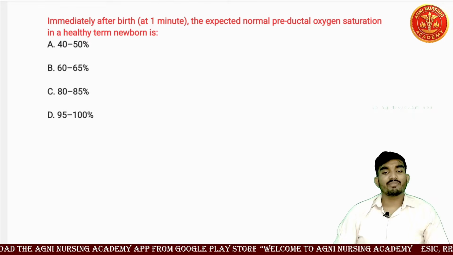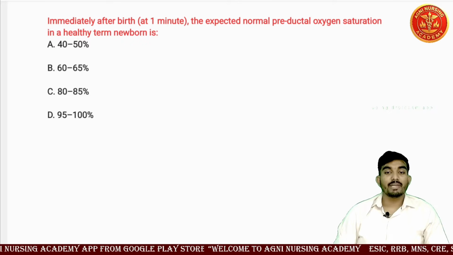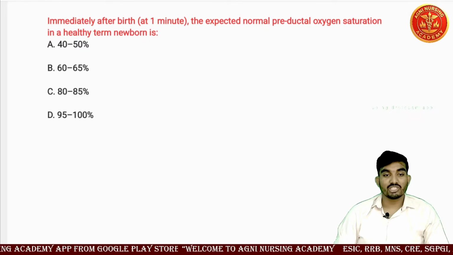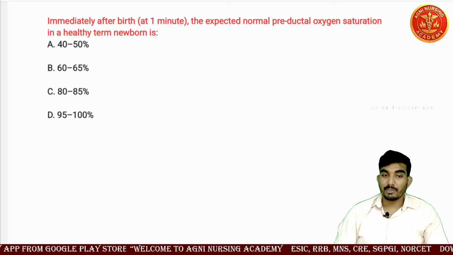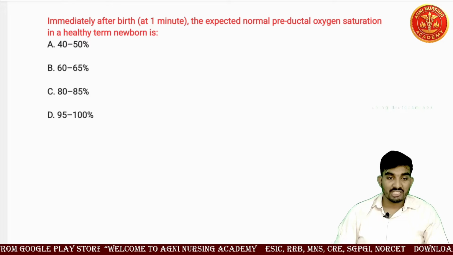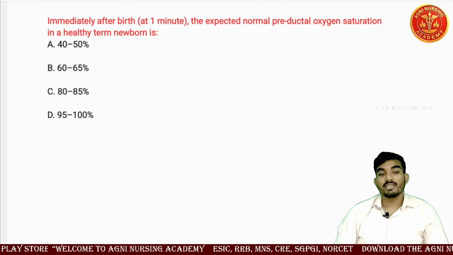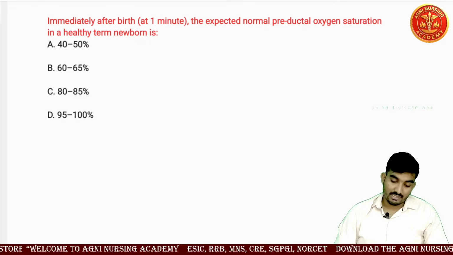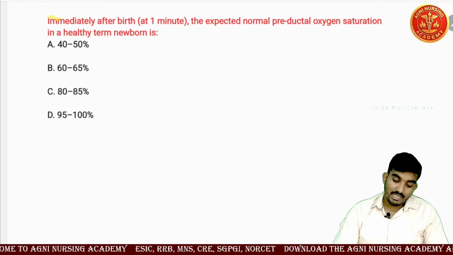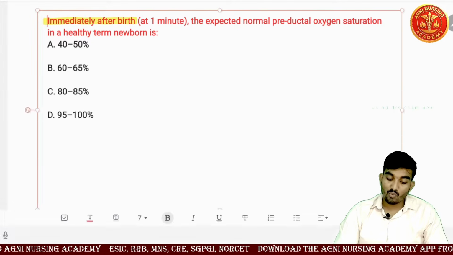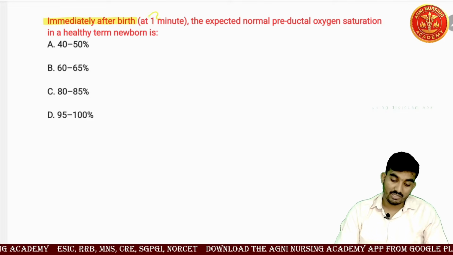Immediately after the birth, at 1 minute, what is the expected normal preductal oxygen saturation in a healthy term newborn? Option A 40 to 50%, option B 60 to 65%, option C 80 to 85%, and option D 95 to 100%. In the question asked, just observe, immediately after the birth, at 1 minute, how much saturation is there?